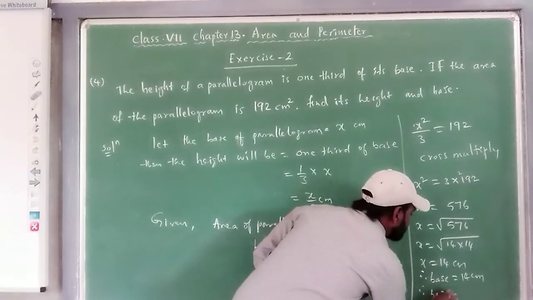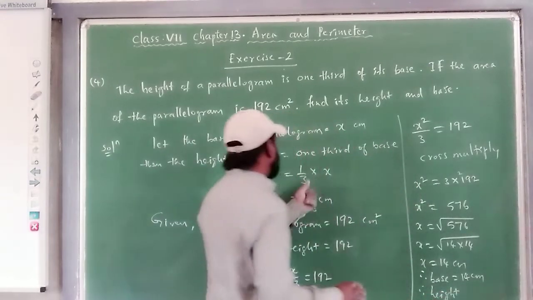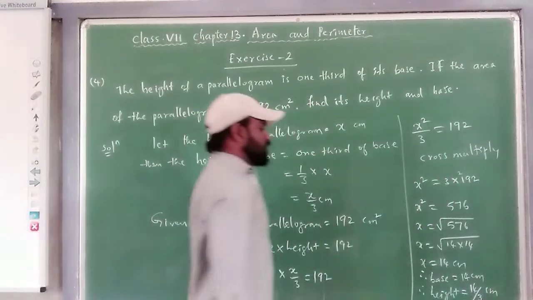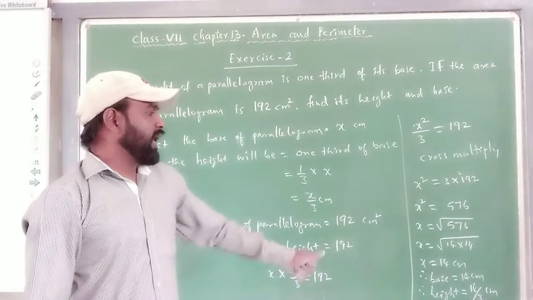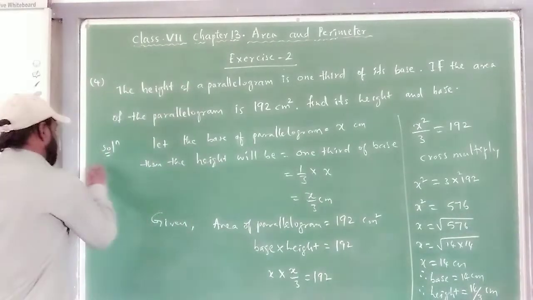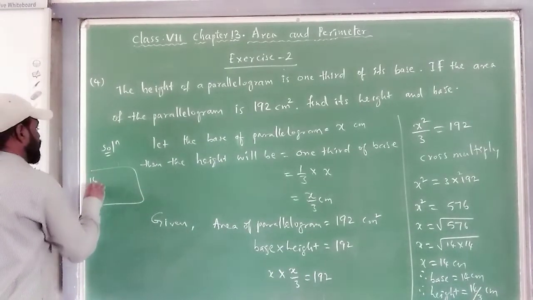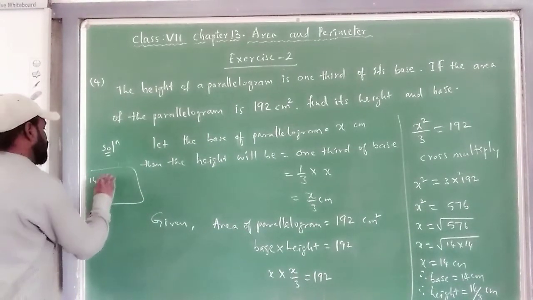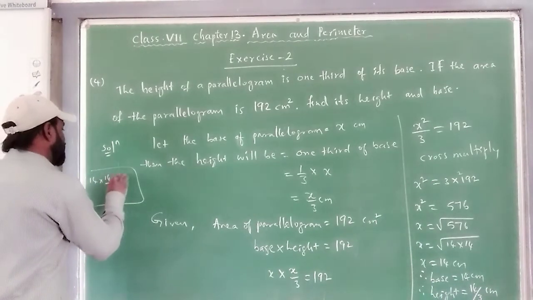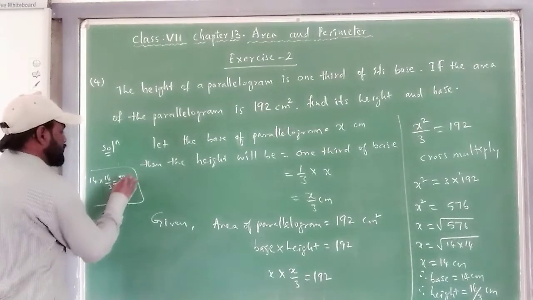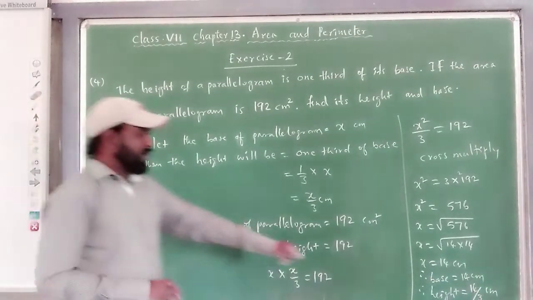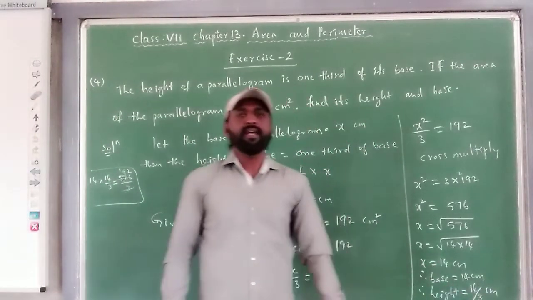Then its height. Height is what? x by 3. That is 24 by 3 centimeters, which is 8. So if the base is 24 centimeters, height is 8 centimeters. So let us check whether it is correct or not. We can verify by using base into height. Base is how much? 24 we got. Height is how much? 8. It should be equal to 192. Let's see, 24 8s are 192. Yes, correct. That means base is 24 centimeters, height is 8 centimeters.